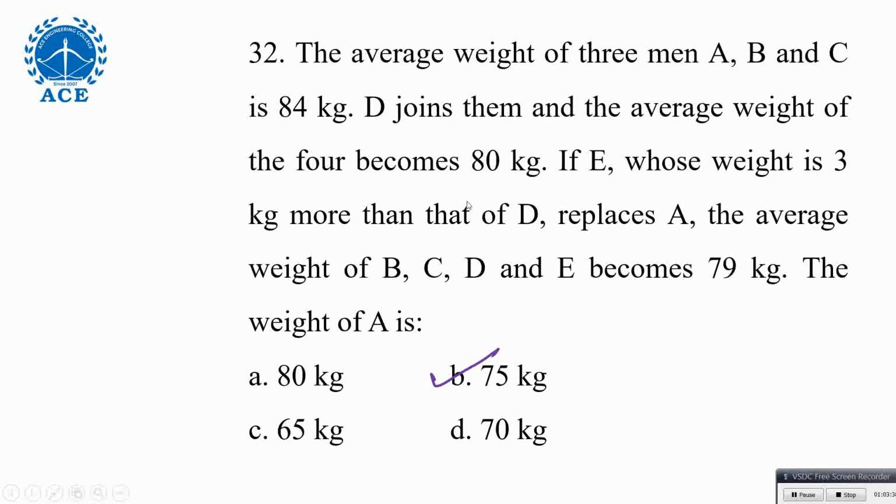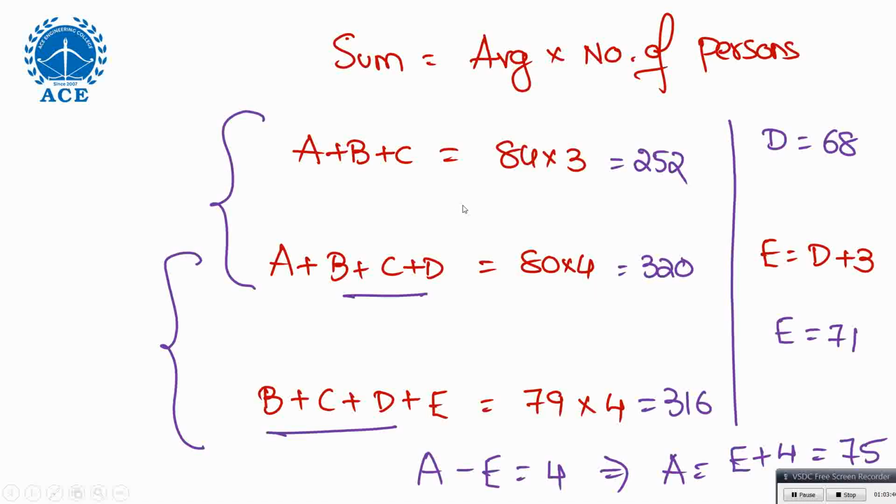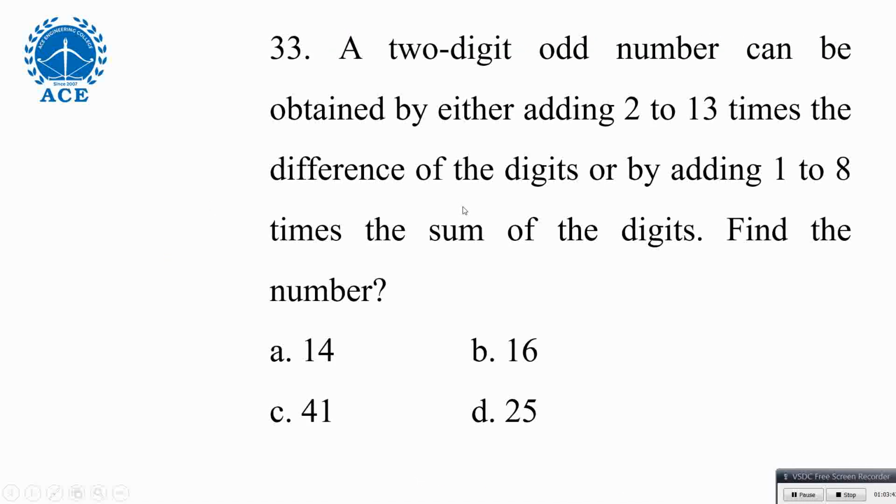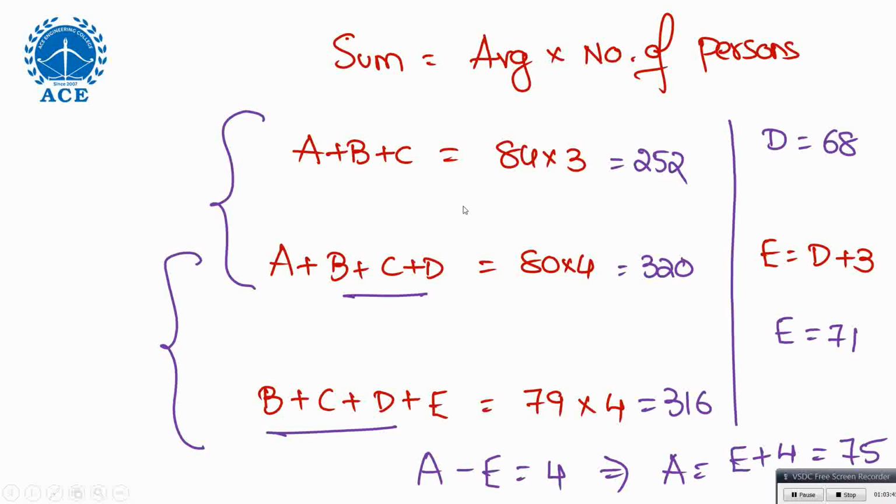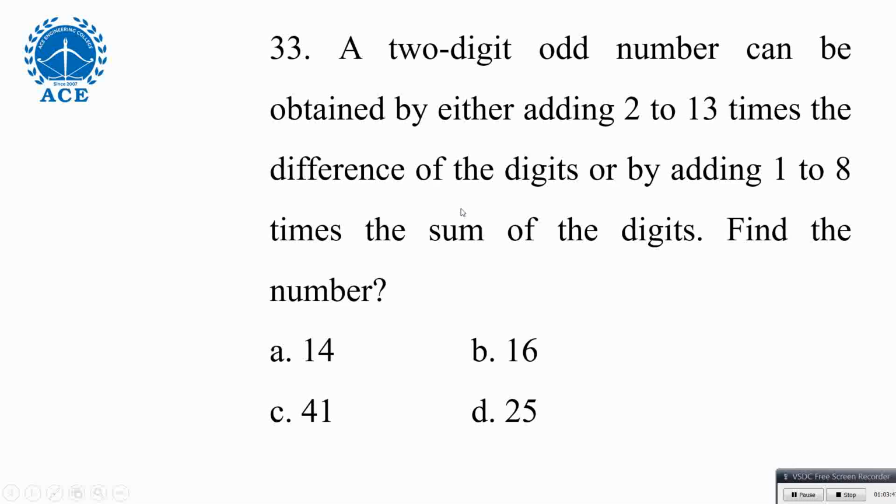Now see the next one. I hope you are done with the previous one. See the next one. A two-digit odd number can be obtained by either adding 2 to 13 times the difference of the digits or by adding 1 to 8 times the sum of the digits. Find the number. See the question, and if this is okay, you can do option verification. You can use that also, no problem.